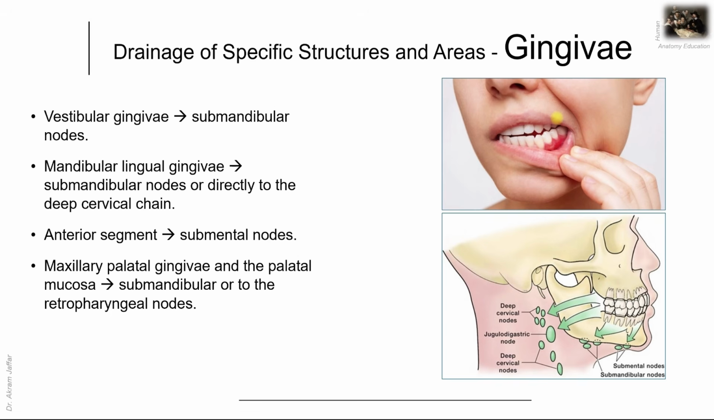And then on the mandibular side, the mandibular lingual gingiva and the mucosa of the mouth drain to the submandibular nodes or directly to the deep cervical chain. The anterior segment of the floor of the mouth, remember the small wedge, drains to the submental nodes. And then we have in the palate, the maxillary palatal gingiva and the palatal mucosa, which drain either to the submandibular lymph nodes or to the retropharyngeal lymph nodes together with the soft palate.